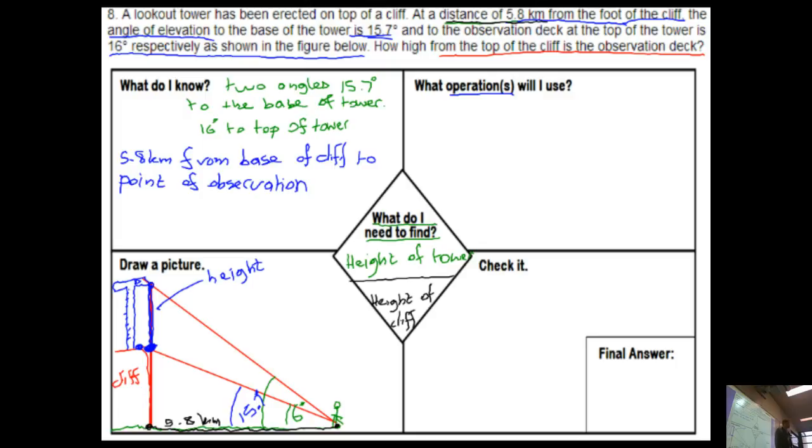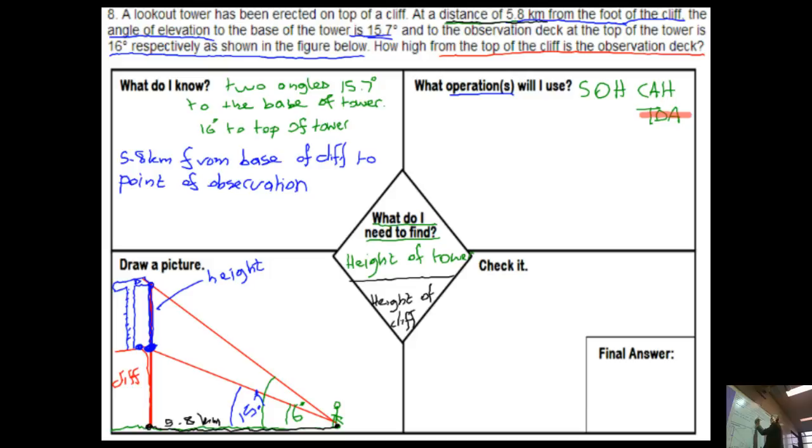None whatsoever. So out of our three rules, which of the three rules do you think I might be drawing on? I'll be using if I don't have any information about the hypotenuse. TOA, that's right. Tan rule. It's definitely going to be the tan rule, because that uses just the opposite and the adjacent side lengths.